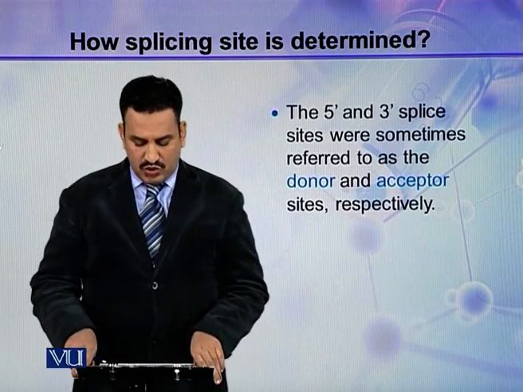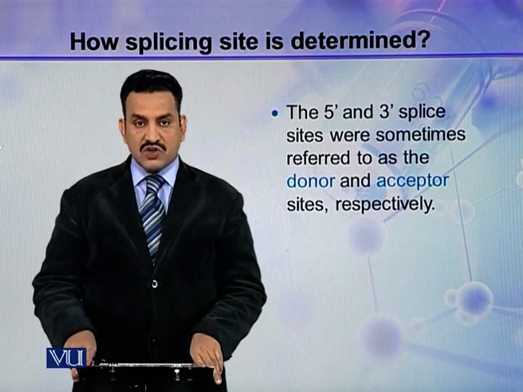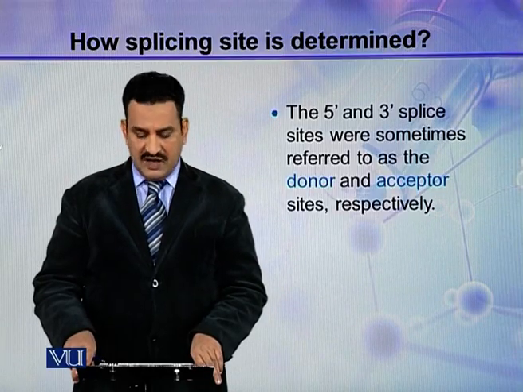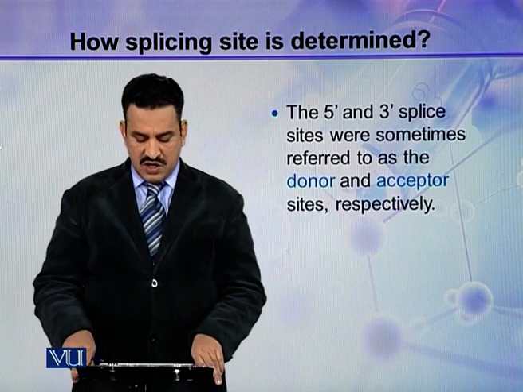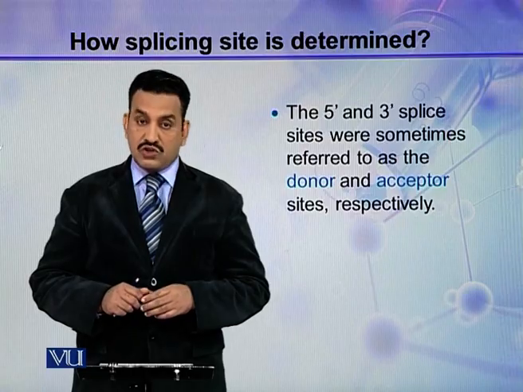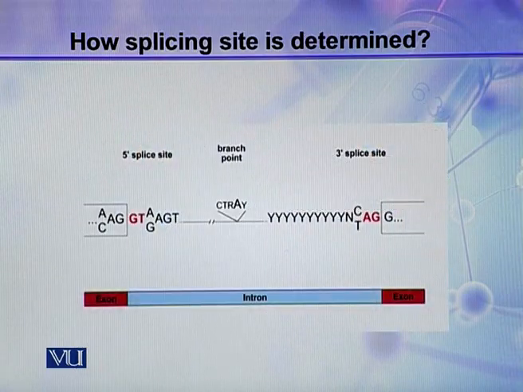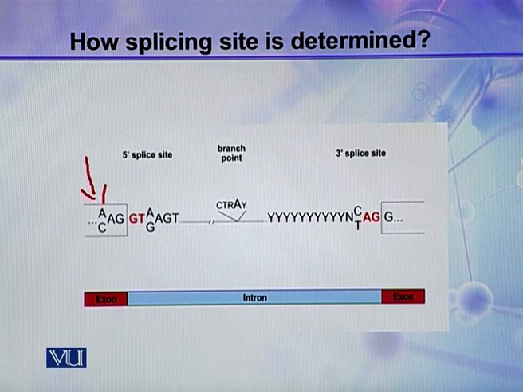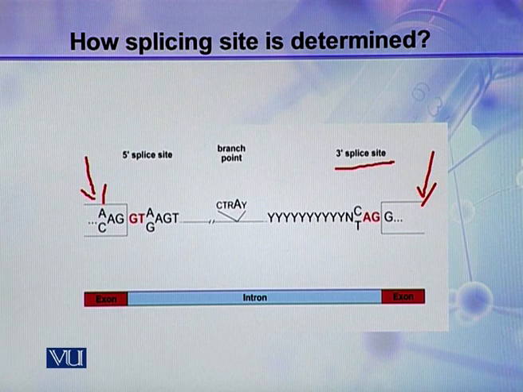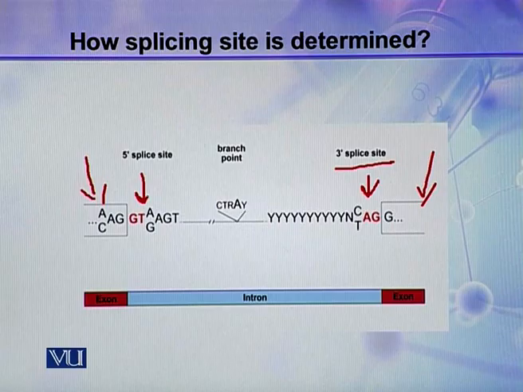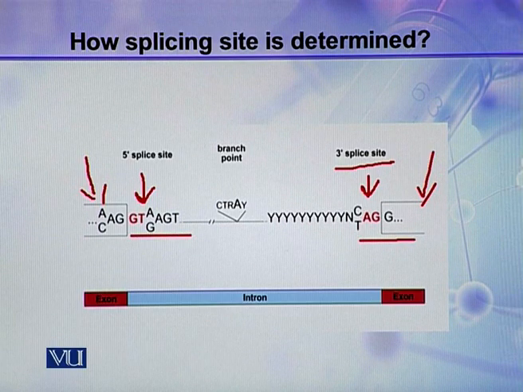The 5' and 3' splice sites were sometimes referred to as the donor and acceptor sites respectively. That is, the 5' site is donor and the 3' site is acceptor. So here you can see in this figure, this is 5' side and this is 3'. And in this DNA, this is 3' splice site. And this sequence, this marks the 5' splice site. So there are specific sequences on these sites.